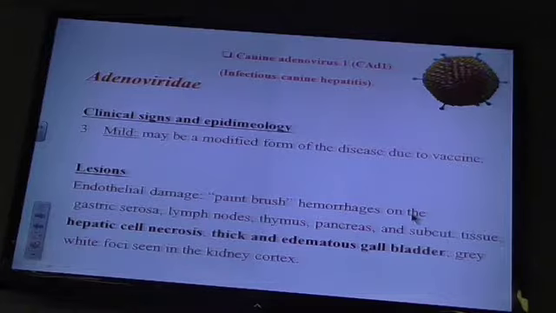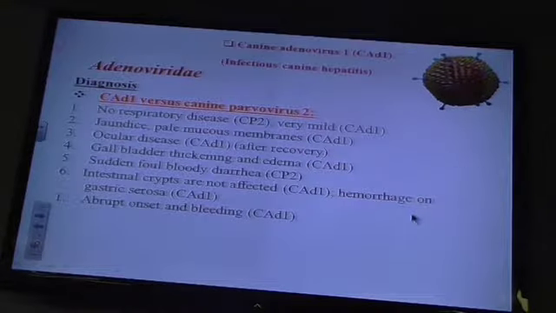Now the lesions, as I said, the characteristic lesion, although other organs are affected, the characteristic lesions: hepatic cell necrosis, thick and edematous gallbladder, as well as the kidney cortex being affected. So the question, how do we differentiate between adeno 1 and canine parvo 2? And you expect those questions in the exams.